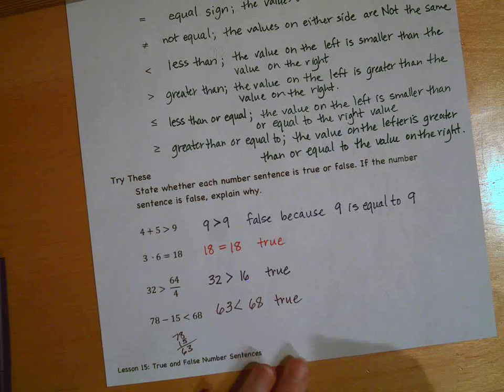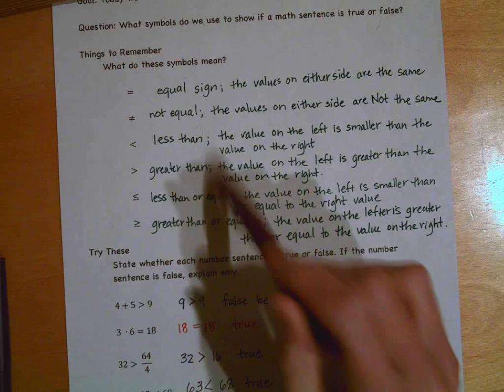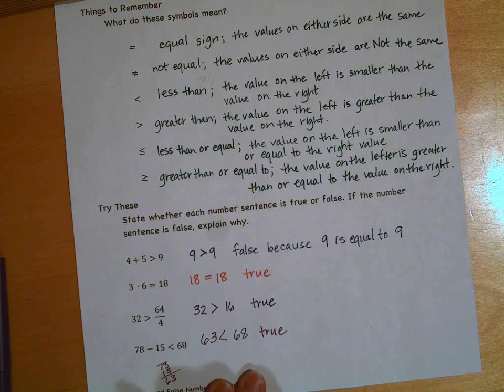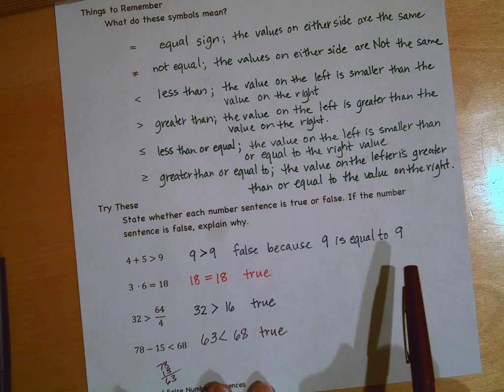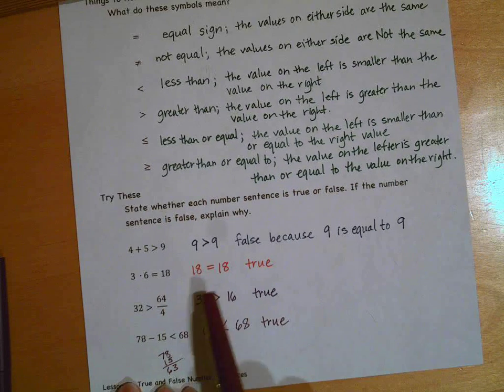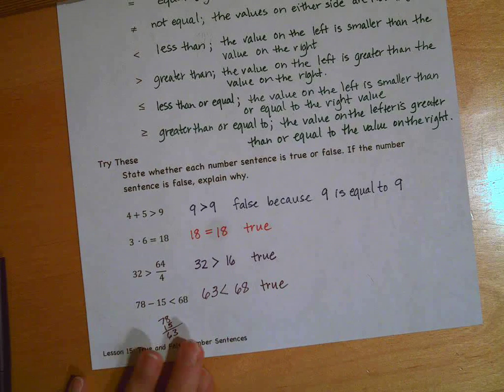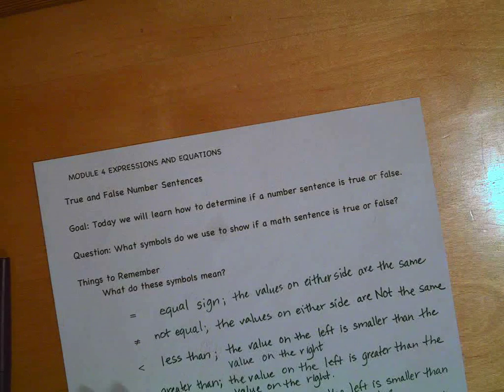Okay, and so we used our knowledge of the symbols from what we reminded ourselves up above, and we checked to see if each number sentence was true or false. And if the number sentence was false, we explained why. There only happened to be one of the number sentences that was false, and we were able to figure that out. All right? So not too hard of a lesson as long as you know what the symbols mean.